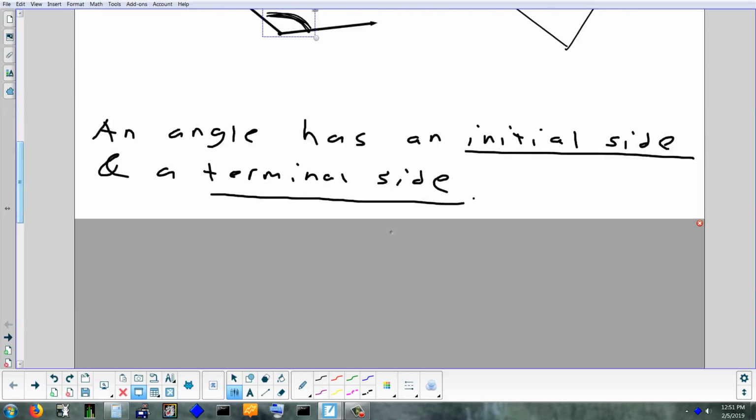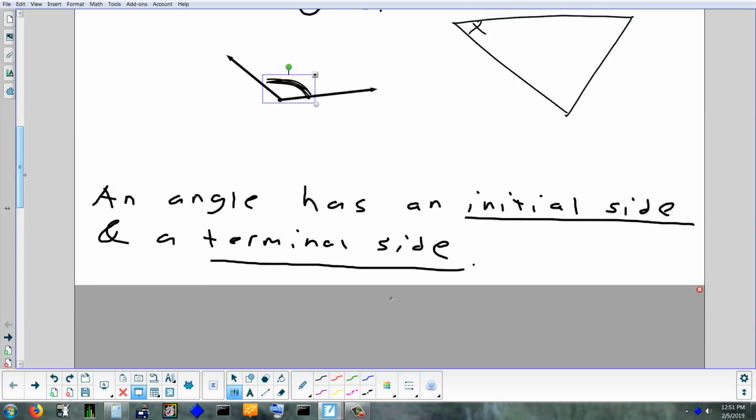So the angle has two sides. It has what we call an initial and a terminal side. Okay, and I'm going to show you kind of an easy way how to tell which way is which. But in that diagram I have up above for the angle, this would be the initial. This is the terminal. Basically, it has to do with rotating counterclockwise from one side to the other. Kind of like that.